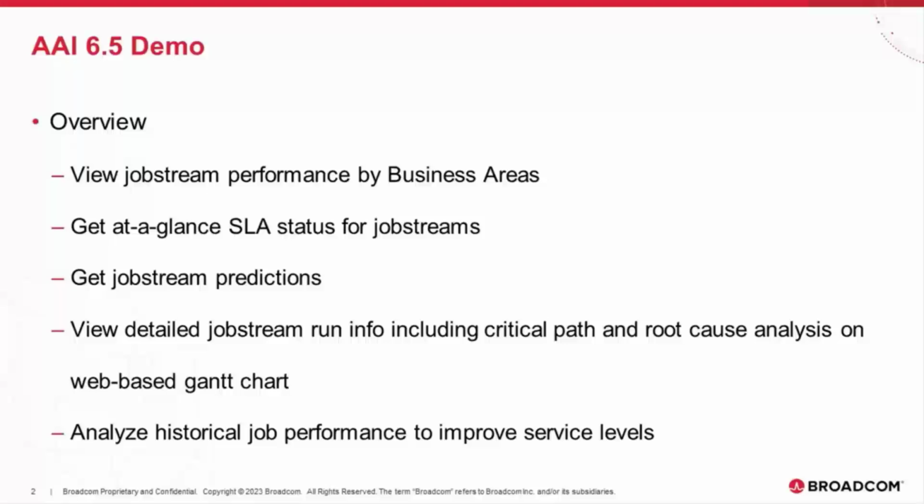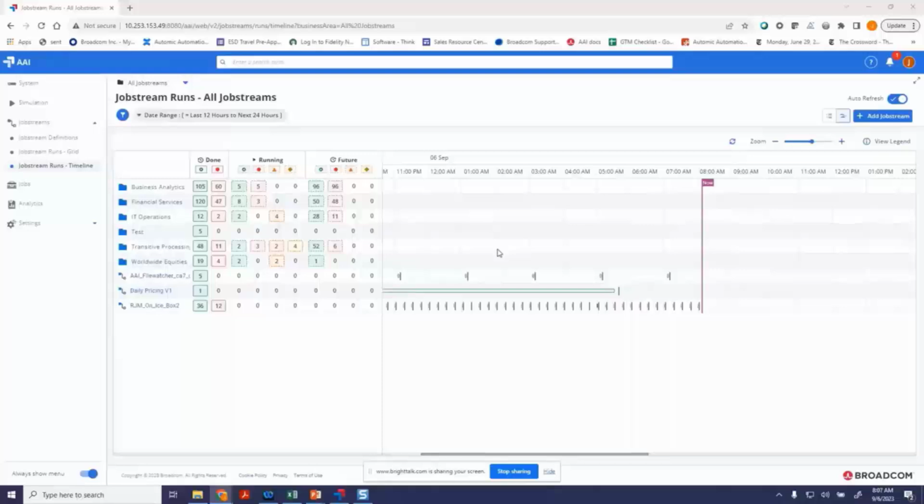So here is a look at the web UI. You'll notice the product name in the upper left-hand corner is AAI. We've actually, with this release, rebranded the product as Automation, Analytics, and Intelligence, and in most cases we are referring to it as AAI, but the full name of the product is Automation, Analytics, and Intelligence.